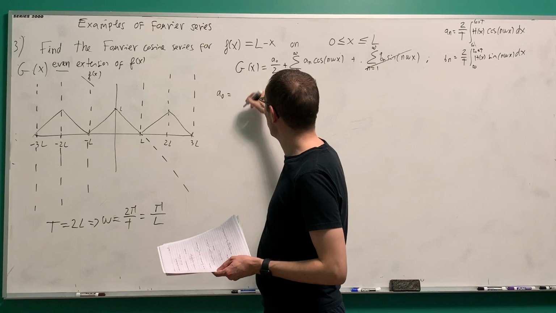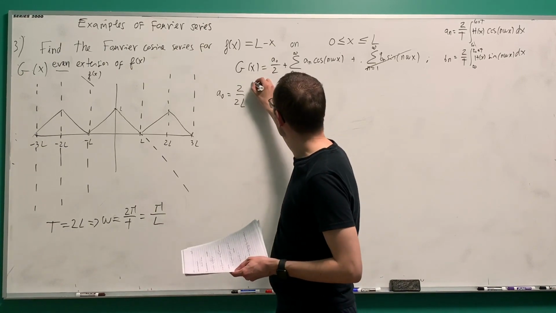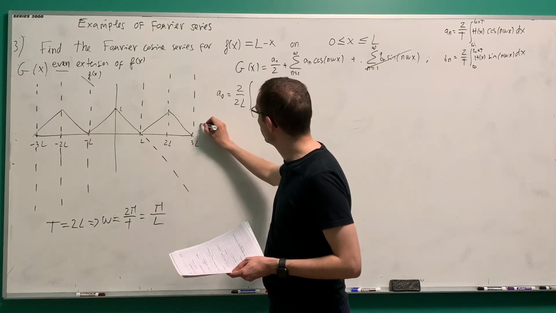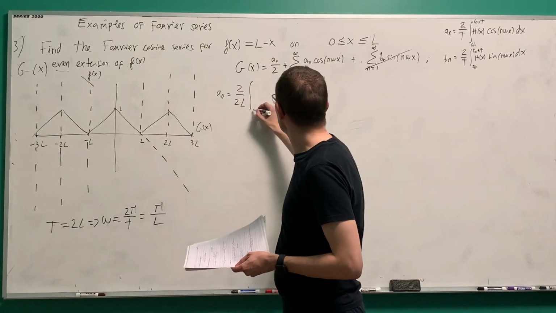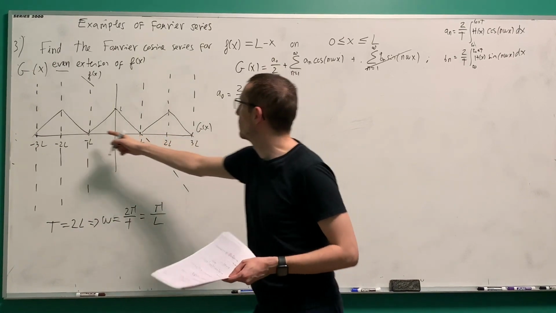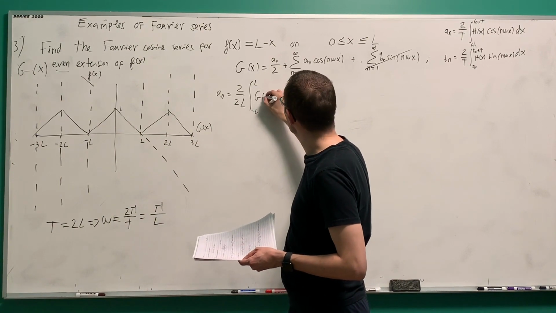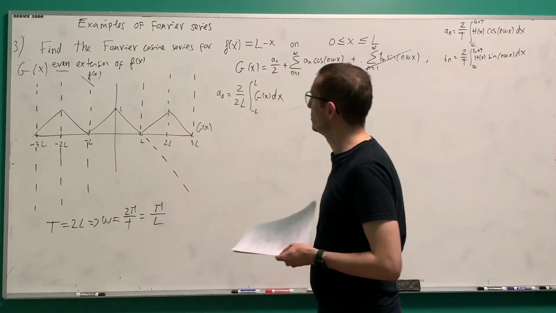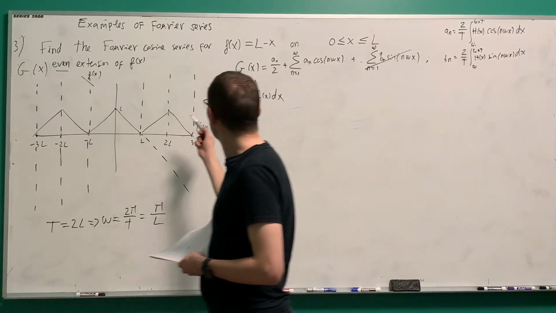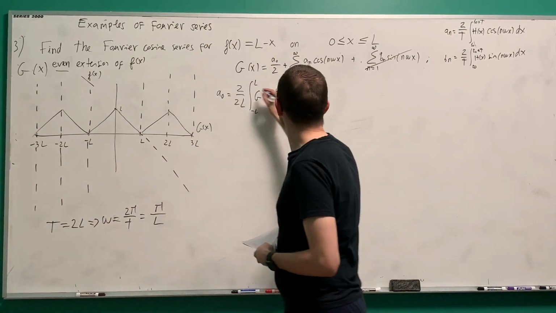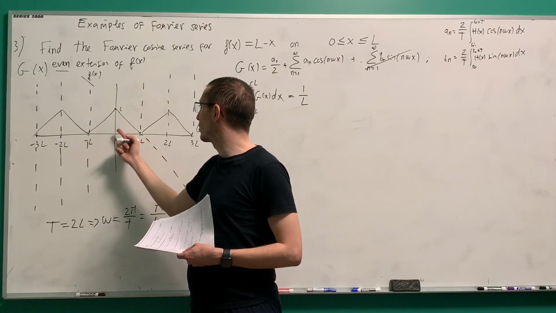A0, 2 over the period, so 2 over 2L, all right? And then the integral of just the function, this is the function g of x, let's write it. So it's the integral from, let's pick t0 equals minus L, from minus L to L, need to pick one period, so better from here to here, why not? Of g of x dx, the cosine of 0, which is 1. Wonderful. Then we know this function is even, so let me just write here, simplify, this is 1 over L, but this function is even, so I can write it as twice the integral from here to here, right?